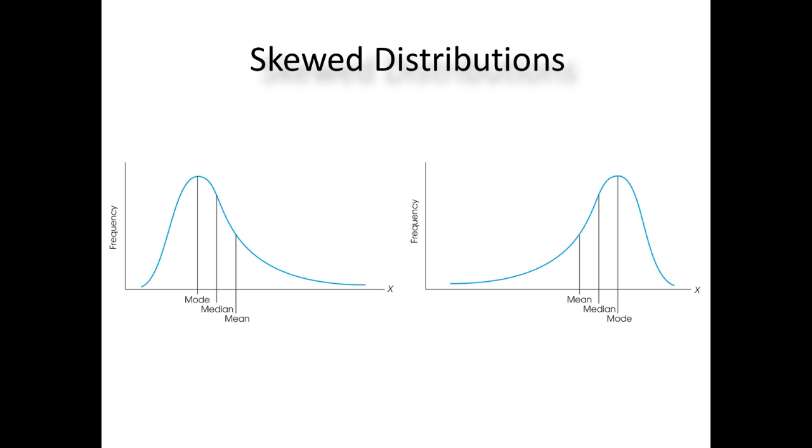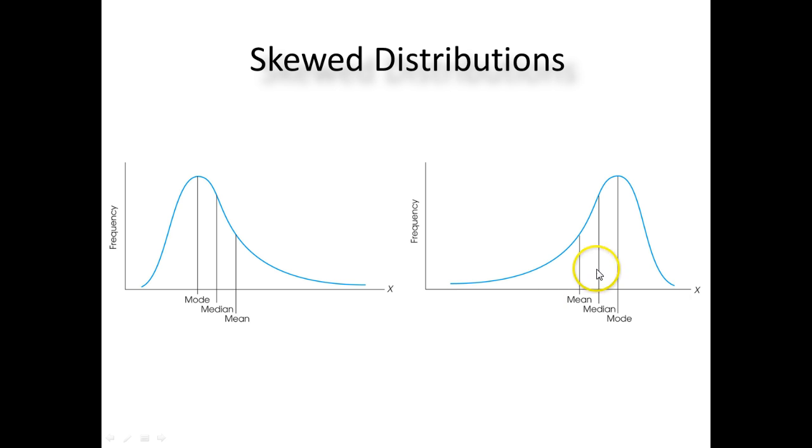Oh, I said I'd show you skewed distributions. Here's an example of a distribution that's skewed on the left here. We see a distribution that's skewed positively. That is, it's skewed to the right. Notice here the mode, the most frequently occurring score, is at the top. The mean is actually the most affected by the skew of the distribution, and the median a little less so.